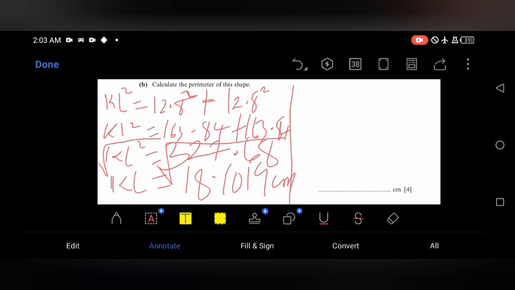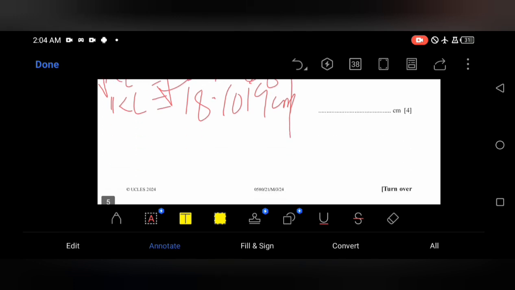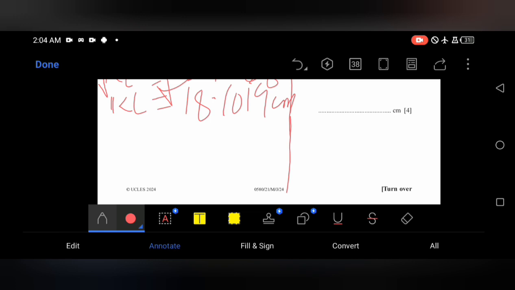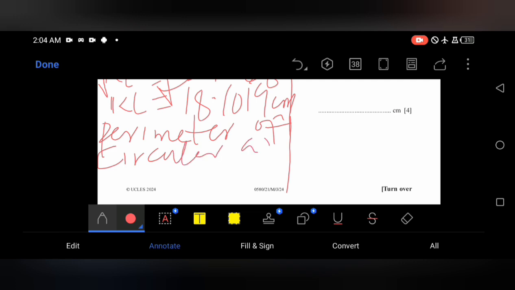So the next thing for us to determine is the perimeter of the circular arc JL, as a part of the semicircle. So in that case, we determine the perimeter of the semicircular arc, that is of circular arc, and the formula is pi r. So in that case, it means that anywhere we see r, we substitute the value of r, which is the radius, at 6.4.